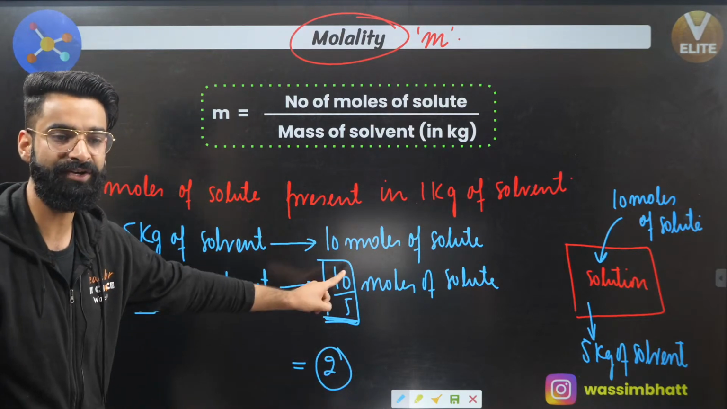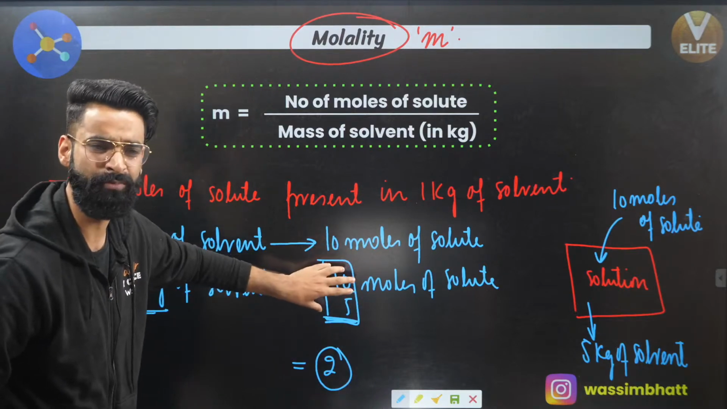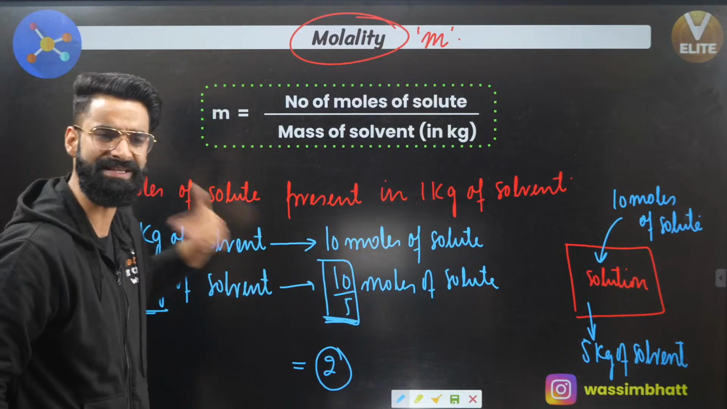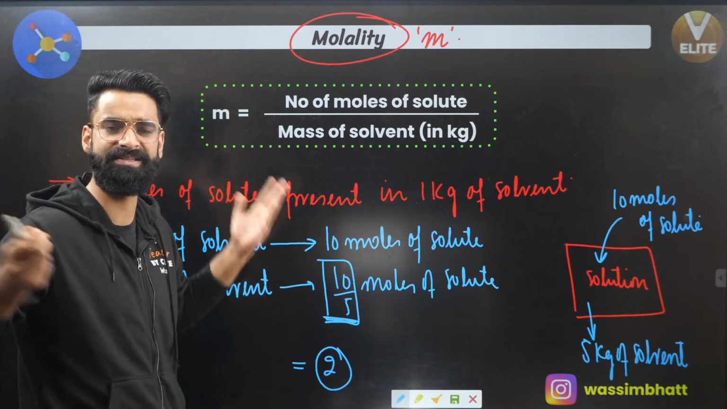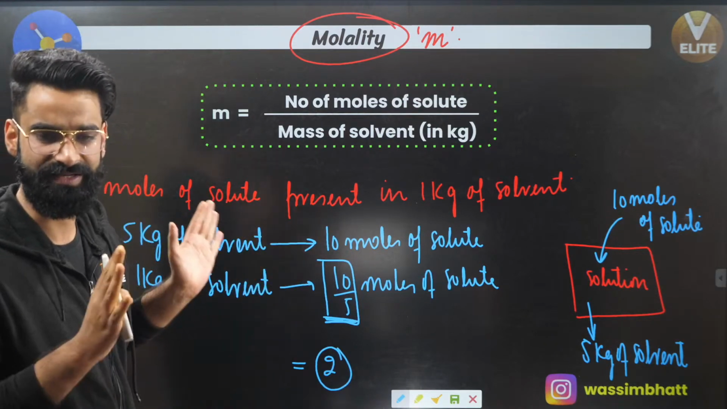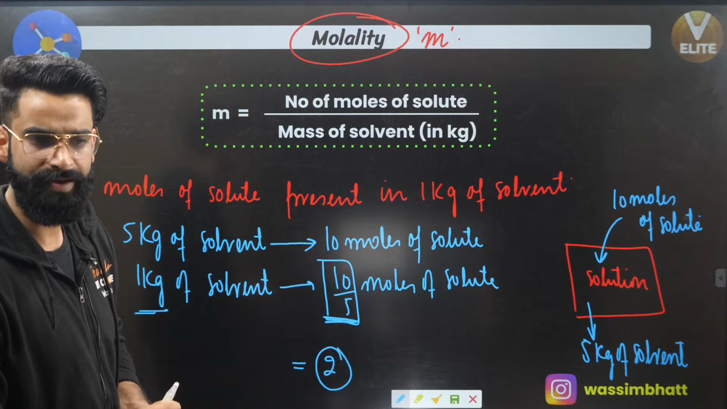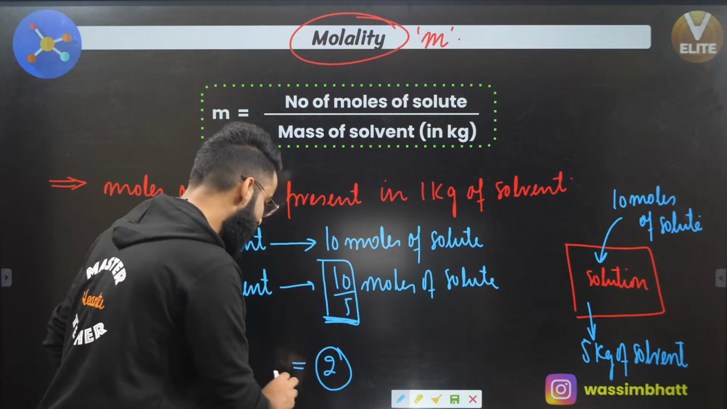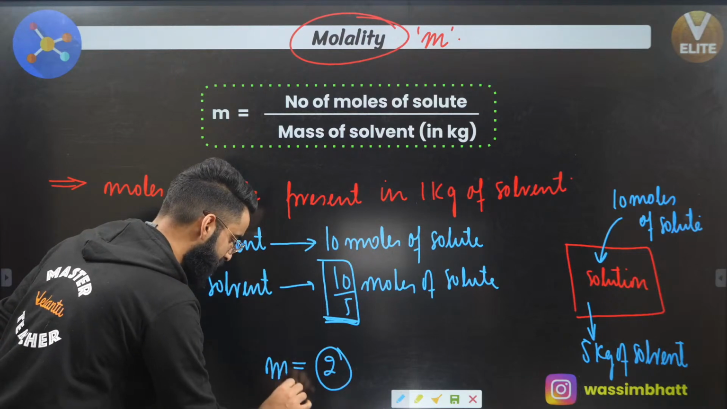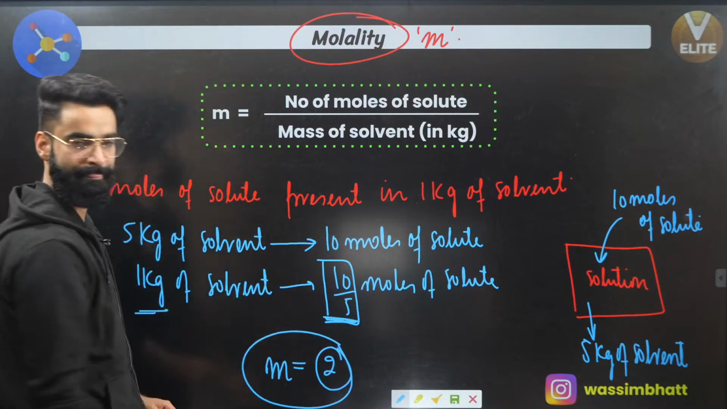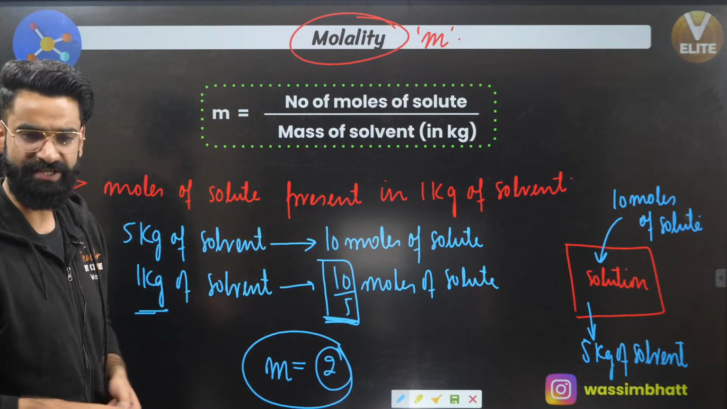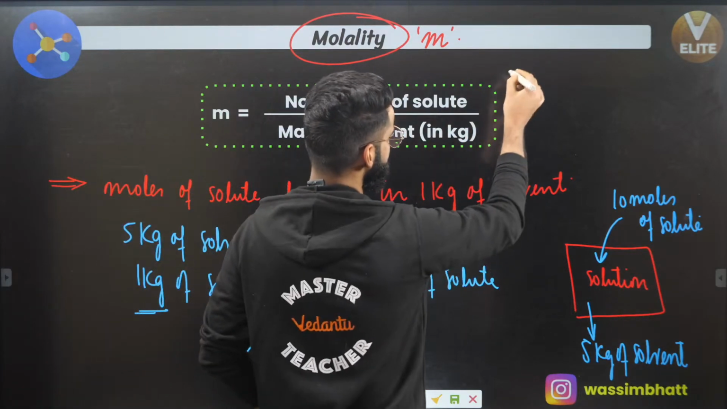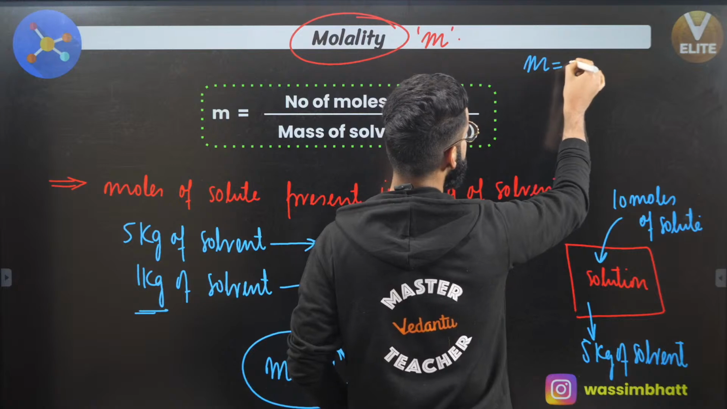I got to know these many moles of solute are present with 1 kg of solvent, and the number of moles of solute present with 1 kg of solvent defines the molality of the solution. As simple as that, yeah? So I got the molality of the solution as 2, which I'm representing by small m. Well, people, one more case you can take, or you can write it like this. Molality of the solution is 5.